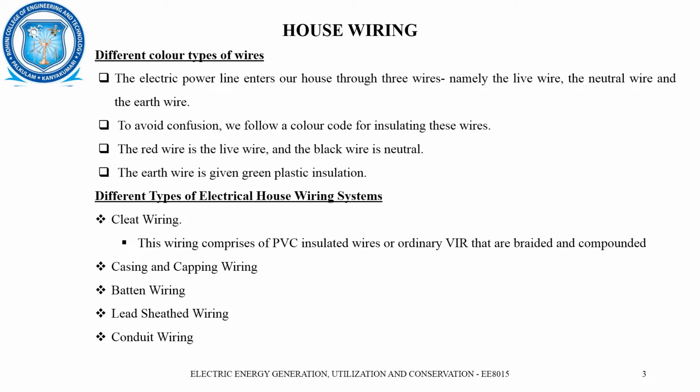Different types of electrical house wiring systems include cleat wiring, casing and capping wiring, batten wiring, lead sheath wiring, and conduit wiring. While considering cleat wiring, this wiring comprises PVC insulated wires or ordinary VIR, which are braided and compounded.